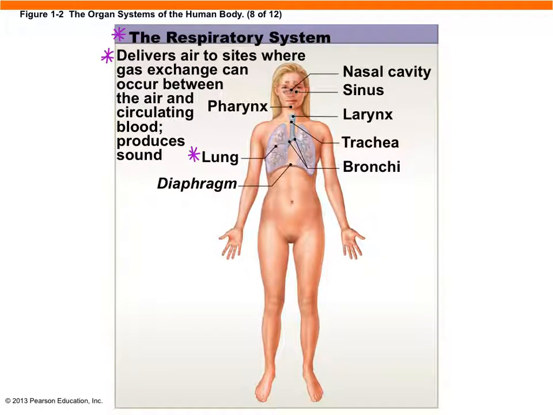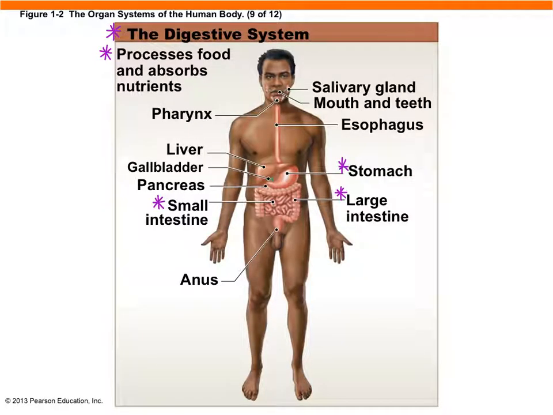Next is the respiratory system. The major organ is the lungs. The major function is to deliver air to sites where gas exchange can occur between the air and the circulating blood. Next is the digestive system. The major organs would be the stomach and intestines. The major function is to process food and absorb nutrients.